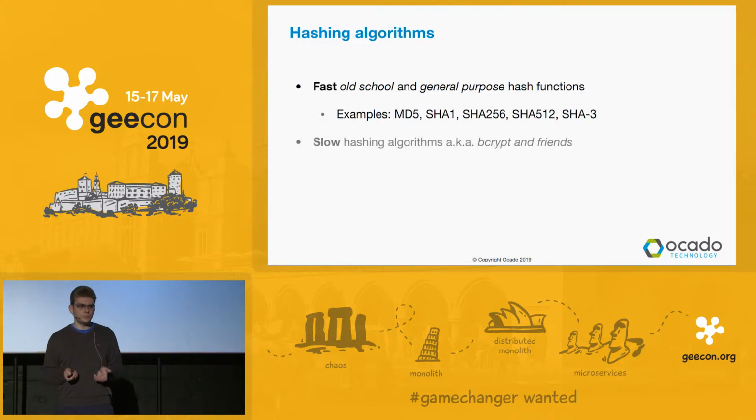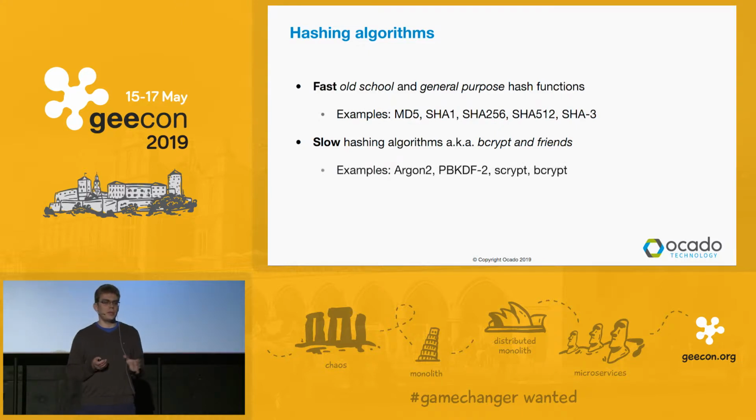And the second group are slow hashing algorithms, also known as bcrypt and friends, and these are the examples of the algorithms. I will talk briefly about every single one of them in a moment, but I just want to say that the order in which they are presented and the order in which I'll talk about them is actually not coincidental. It's the exact order in which OWASP, the security organization, recommends them to use. But every single one of them is good enough. Every single one of them is tried in the field, and tried in production, and it's working.